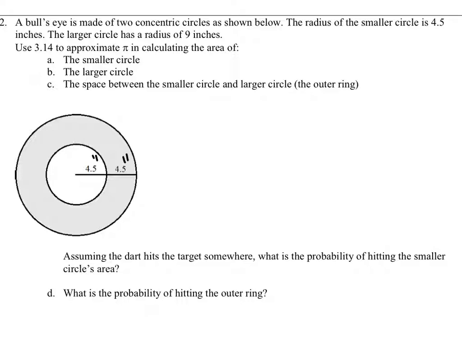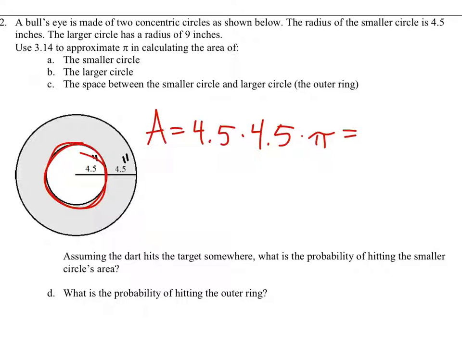So if I wanted to find the area of just the smaller circle, the area of that circle is the radius, 4.5, times the same radius, 4.5, times pi. Now, we're not going to use 3.14 as pi. I am going to use pi as pi. So, in my calculator, when I multiply this, the area of the smaller circle, rounding to the tenths, is 63.6 inches squared. So that is the answer for A.